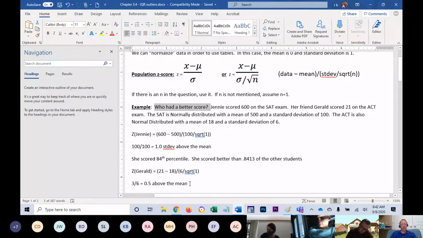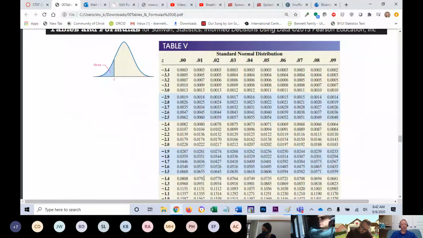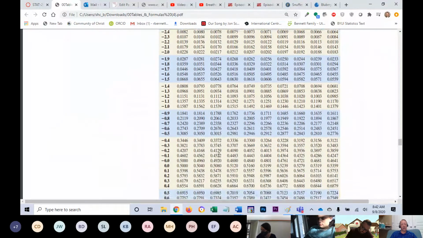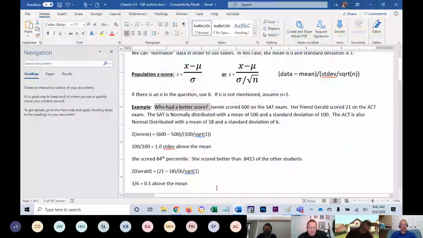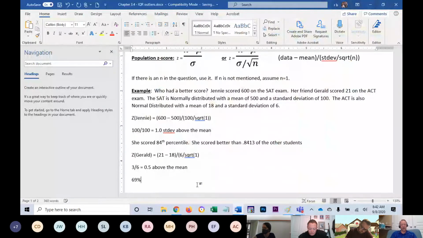Now let's also figure out how Gerald did. He's 0.5 standard deviations above the mean. What percentile did Gerald finish in? We're just assuming it's 0.50, which is correct, so 0.6915. Yeah, it's that number right there. So he's in the 69th percentile. He scored better than, and I know we always like to convert these, but leave those as a decimal, 0.6915 of the other students. Does that make sense?